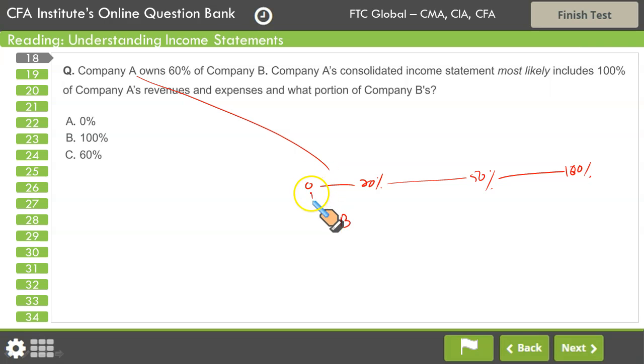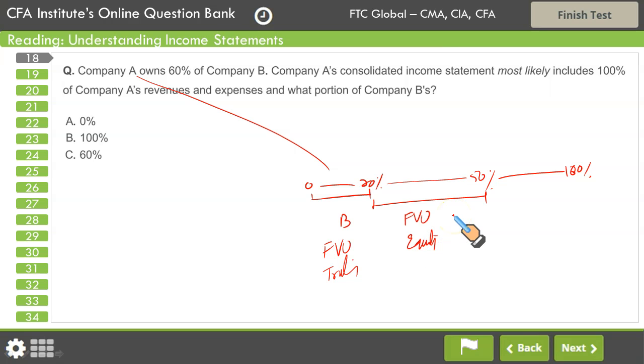So if the investment is between 0 to 20%, it could either be reported under the fair value option, or we can account for it as a trading security. But if the holding is between 20 to 50%, then we have two options. Either we report it under the fair value option, or we report it using the equity method. But if the holding is between 50 to 100%, in that case, you combine your results with B.